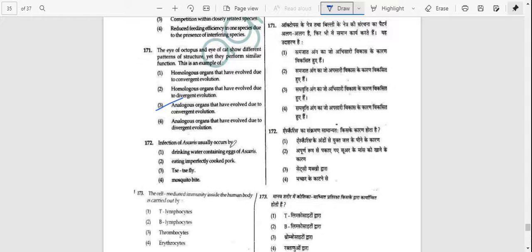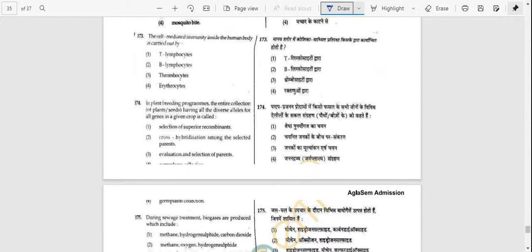Infection of ascaris occurs due to drinking water contaminated by eggs of ascaris, eating imperfectly cooked pork, tsetse fly, mosquito bite. Answer होगा option number A. The cell-mediated immune response in the human body is carried by T lymphocyte, B lymphocyte, thrombocyte, erythrocyte. Answer होगा option number A, that is T lymphocyte.